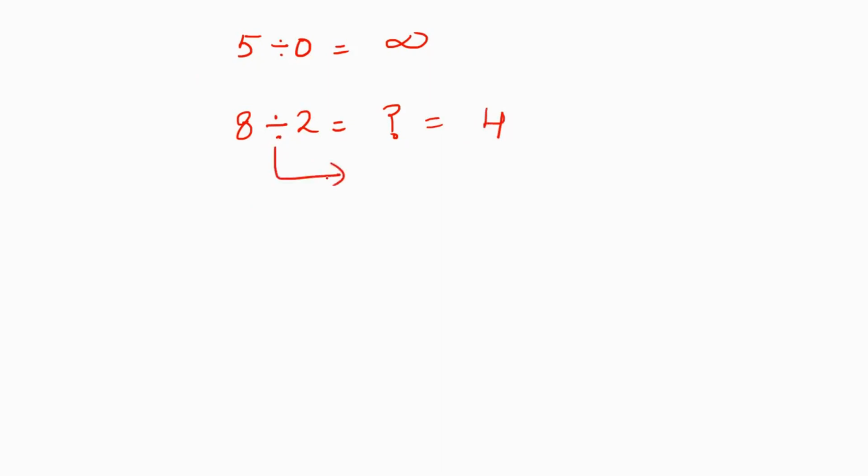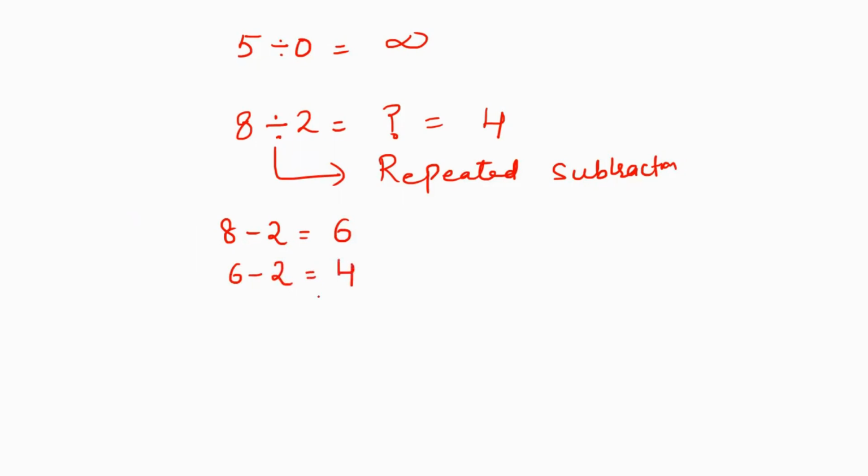You know, there is one more name for the division. That's a repeated subtraction. Okay. So it means I'm subtracting 2 from 8, I'm getting 6. Again, I'm subtracting 2 from 6, I'm getting 4. Again, I'm subtracting 2 from 4, I'm getting 2. 2 minus 2, I'm getting 0. I need to subtract till I get 0. How many times have I done the subtraction? 1, 2, 3, 4. That's why its answer is 4.